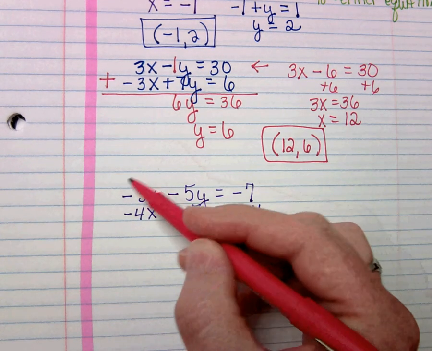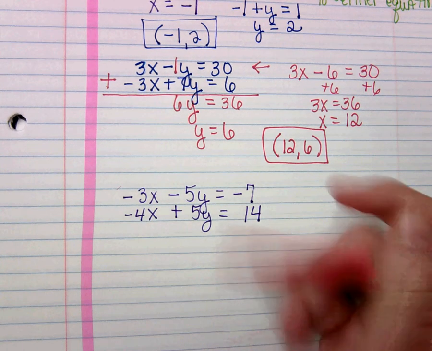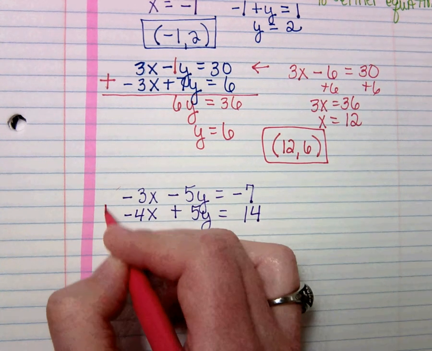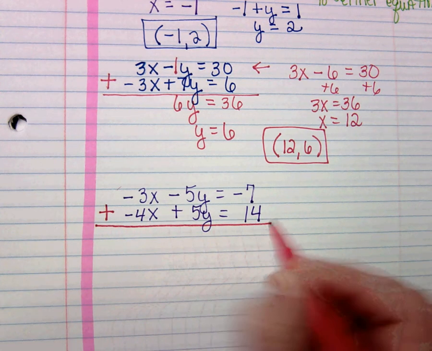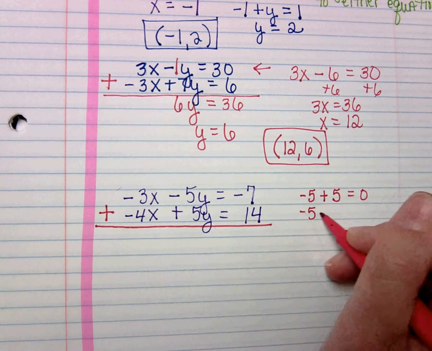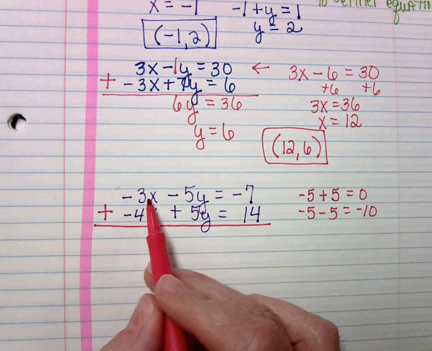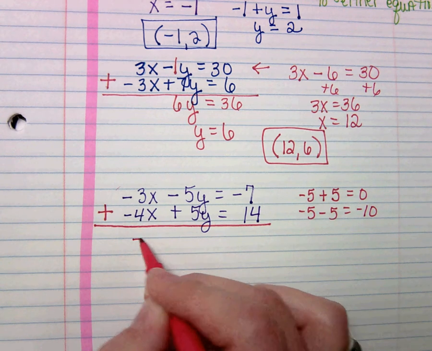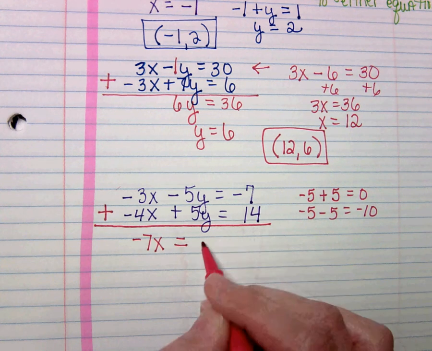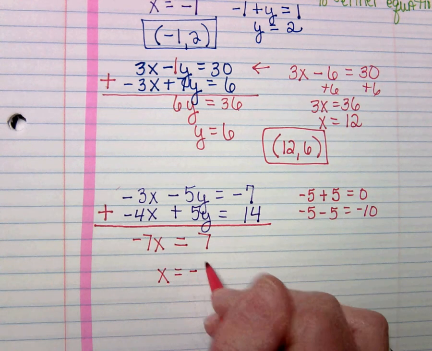Okay, so again, my x's, they don't have the same number, not the same sign, opposite signs. That's not going to work. Right here, I've got negative 5 and positive 5, so that works. I'm going to add to make those 0, because I just want you to see negative 5 plus 5 is 0. If we had subtracted, we would end up getting negative 10, so we don't want to subtract. So negative 3x plus negative 4x is negative 7x. My y's cancel out. Negative 7 plus 14 is positive 7. If I divide both sides by negative 7, we get negative 1.